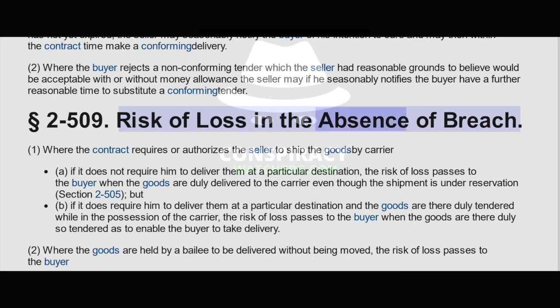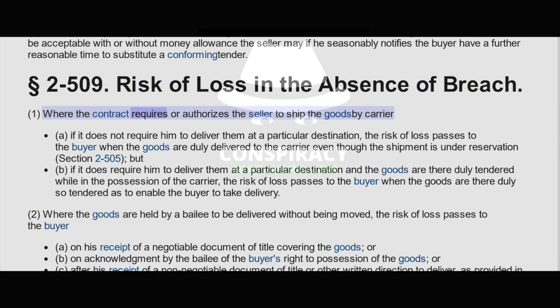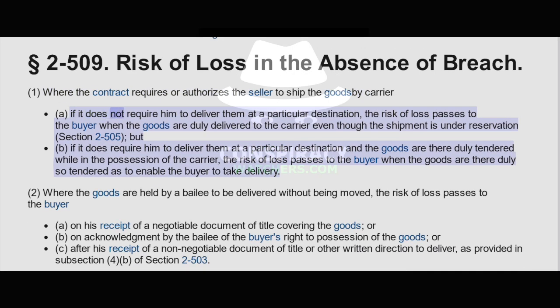Section 2-509. Risk of loss in the absence of breach. (1) Where the contract requires or authorizes the seller to ship the goods by carrier, (a) if it does not require him to deliver them at a particular destination, the risk of loss passes to the buyer when the goods are duly delivered to the carrier even though the shipment is under reservation; but (b) if it does require him to deliver them at a particular destination and the goods are there duly tendered while in the possession of the carrier, the risk of loss passes to the buyer when the goods are there duly so tendered as to enable the buyer to take delivery.